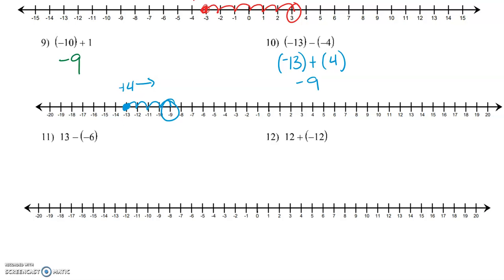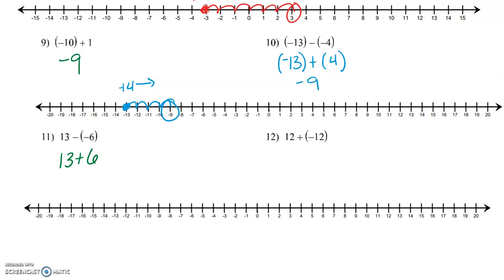All right, let's look at 11. 11 is 13 minus a negative 6. We don't want that subtraction sign, so I want you to rewrite that as an addition problem. I'm going to give you a few seconds to do that. All right, you should have 13 plus the opposite of negative 6, which is 6.